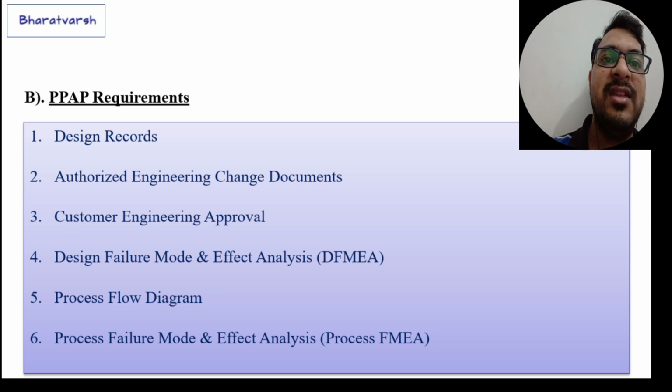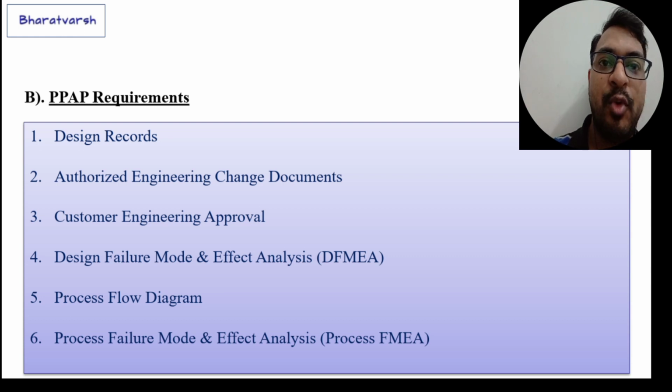Second, authorized engineering change documents. Authorized engineering change documents are those documents for engineering changes related to the production process or tooling which are not mentioned in the drawing. Third one is customer engineering approval.